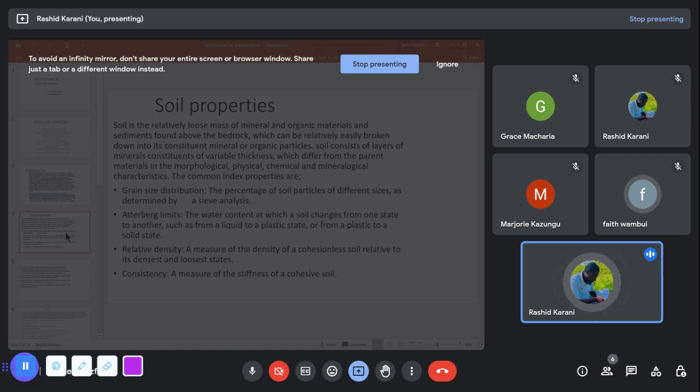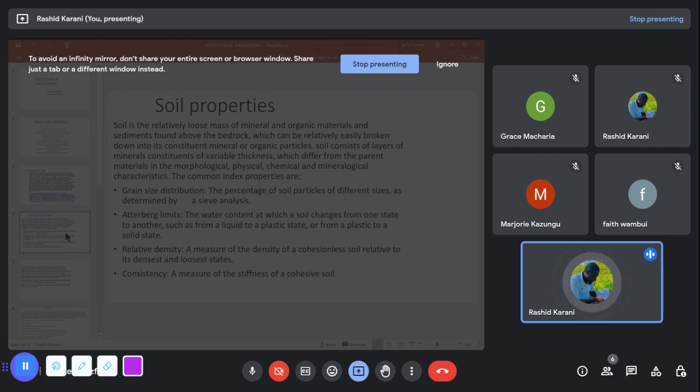So let's go directly into soil properties, and we first start by defining what soil is. We say it is a relatively loose mass of mineral and organic materials and sediments found above the bedrock, which can be relatively easily broken down into constituent mineral or organic particles. So, soil consists of layers of mineral constituents of variable thickness, and they differ from parent materials in their morphological, physical, chemical, and mineralogical characteristics.